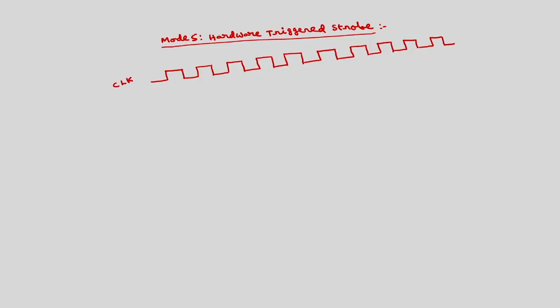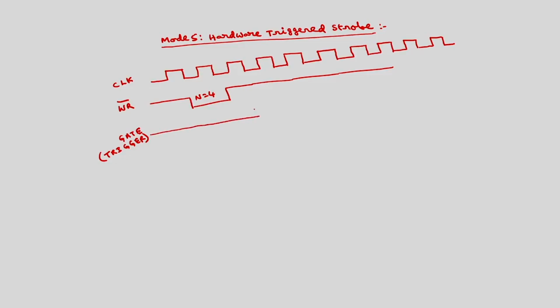This is clock signal and this is write bar signal. We have to give the count. Say n is equal to 4 only. Then gate signal, which will act as a trigger signal here, has to be given as transition from low to high. Then it will remain high, after some time again it will go to the low.